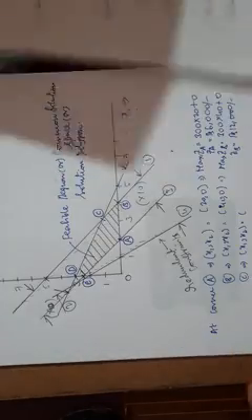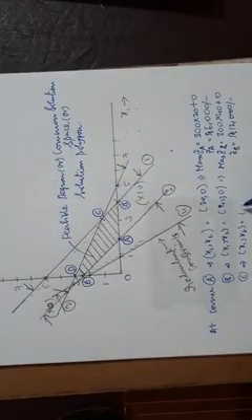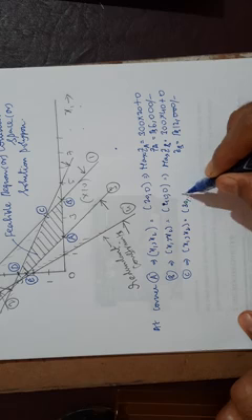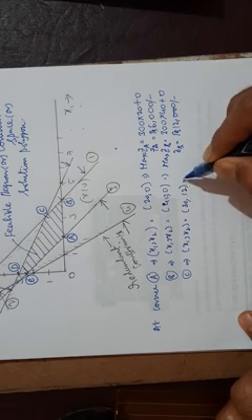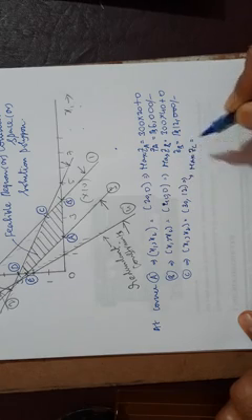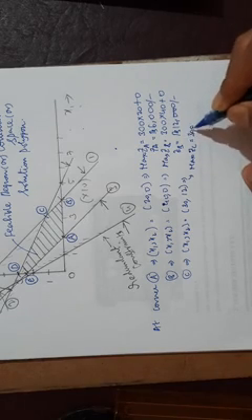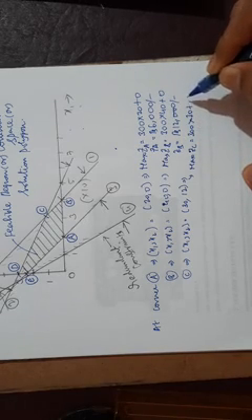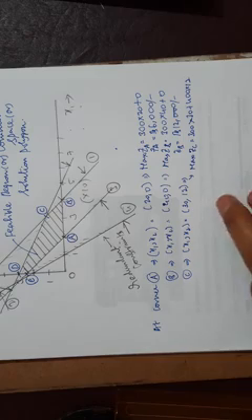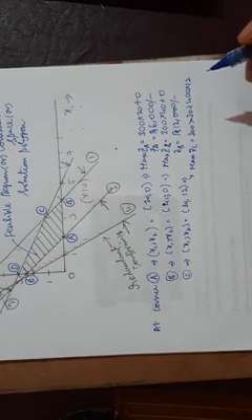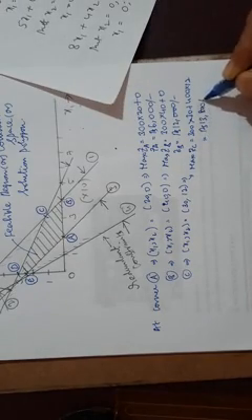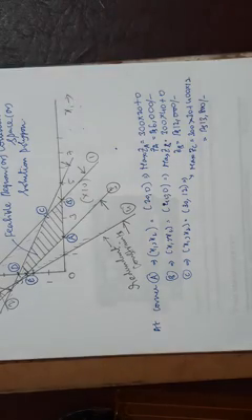So x1 is 30 and x2 is 12. If I try to find out maximum Z at C, this will be 300 into 30 plus 400 into 12. If you find out, this is rupees 13,800. Okay, so that is at C.